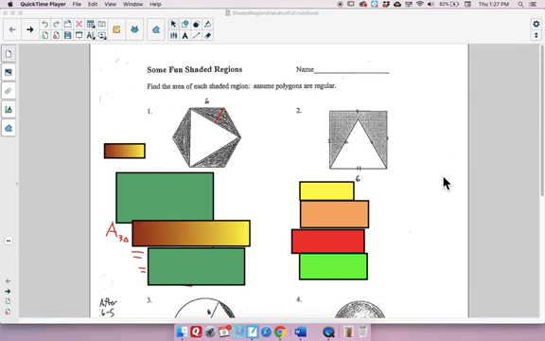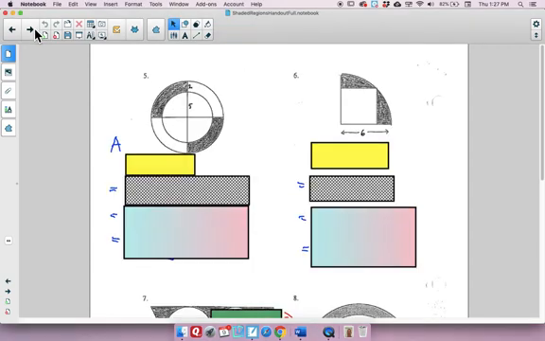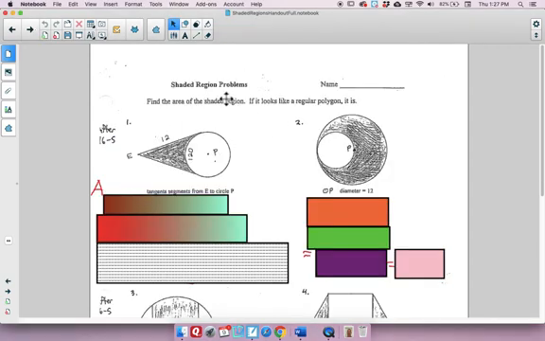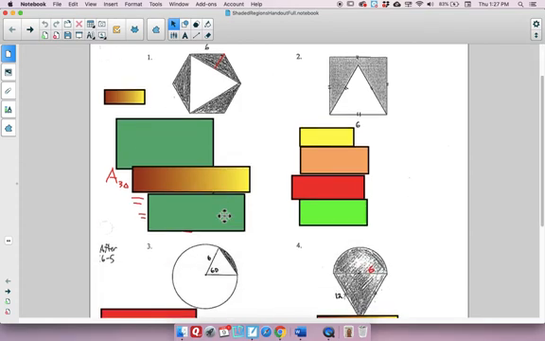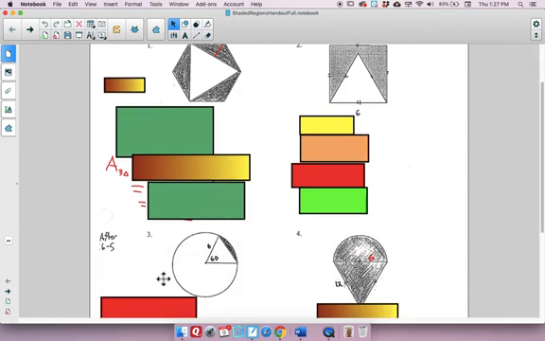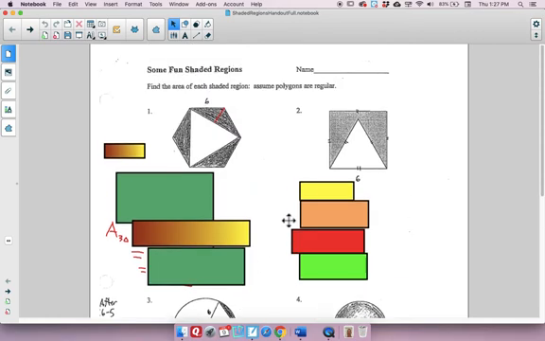Some fun shaded region problems. So we're going to go through these. You should have printed out this handout, Some Fun Shaded Regions, as well as one entitled Shaded Region Problems. We can go ahead and start with the Some Fun Shaded Regions handout first. We're going to skip over ones that have 16-5 on them. That's going to get into something we haven't talked about yet, but we'll do that in the 16.5 lesson. So we're going to do some of these.